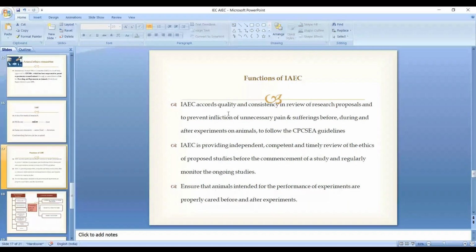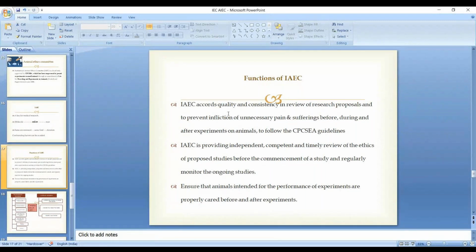A washout period is generally required after every experiment. The washout period is 2 months, but a follow-up period is also there. After doing your experiment, you have to follow up the animals to see whether they are having some untoward effect. If any untoward effect is happening to the animals, you have to take care of it.